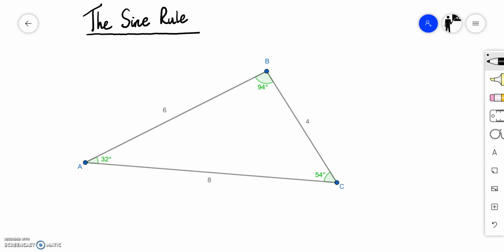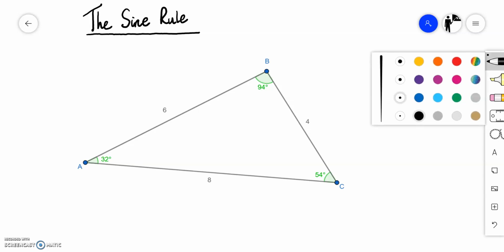In this video, we're going to use the sine rule to calculate the length of a side. Just a wee intro into the sine rule. Here I've got a triangle drawn with all the sides and angles measured. These have all been done to the nearest decimal place. I want you to notice a few things.